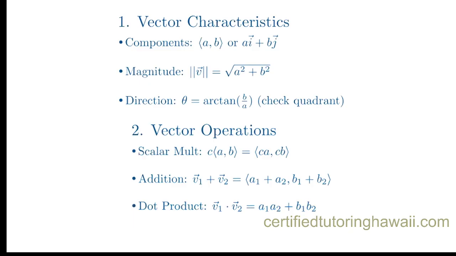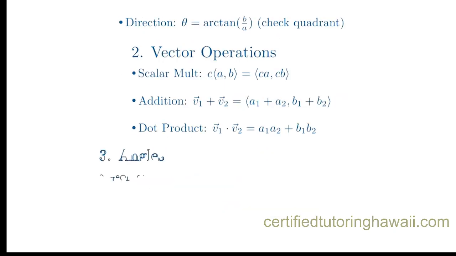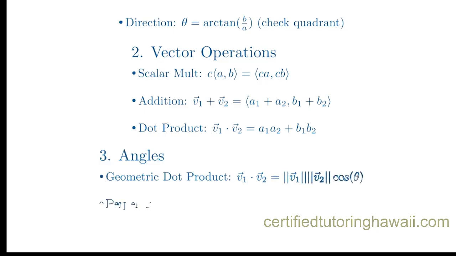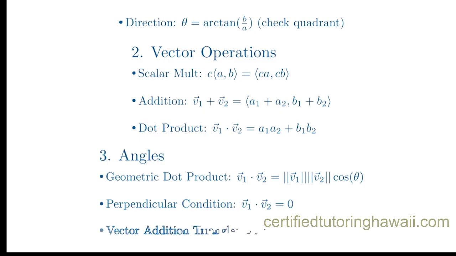Finally, we used these tools to determine angles. We derived the cosine formula v1 · v2 equals the product of their magnitudes times the cosine of the angle between them, which led to the powerful conclusion that two non-zero vectors are perpendicular if and only if their dot product is 0. We also saw that you can use the law of cosines on the triangle formed by vector addition. You now have a solid foundation for understanding and manipulating vectors. Keep practicing these concepts, as they are essential in many areas of mathematics and science.